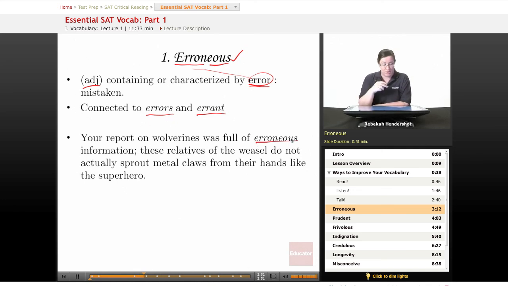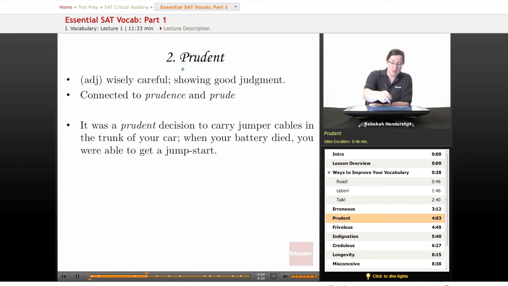These relatives of the weasel do not actually sprout metal claws from their hands like the superhero. If you ever meet someone who actually does a report on wolverines and claims that they sprout metal claws, give them an F.